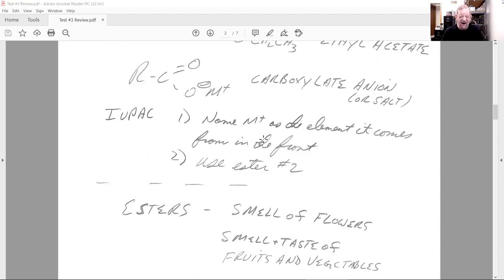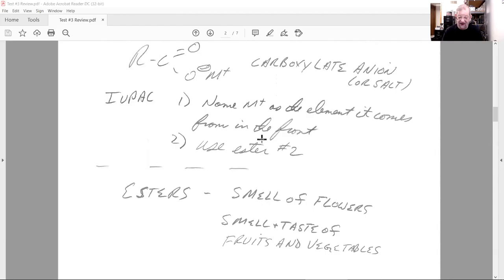Now, esters are responsible for the smell of all flowers. When you smell a flower, you're really smelling an ester. And most fruits, not all, but most fruits and vegetables, when you smell and taste that fruit or vegetable, like a banana, you're smelling and tasting an ester.